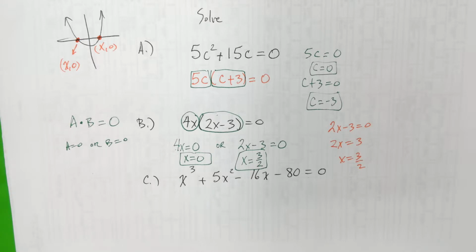Okay. Now the last one's kind of tricky. Do you see how there's x cubed? That means you could have up to 3 answers. In reality, there will be 3 answers, but sometimes they're not all real. Sometimes they're repeated. Sometimes you'll have 2 answers that are the same.